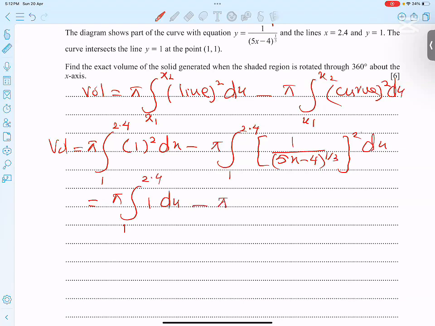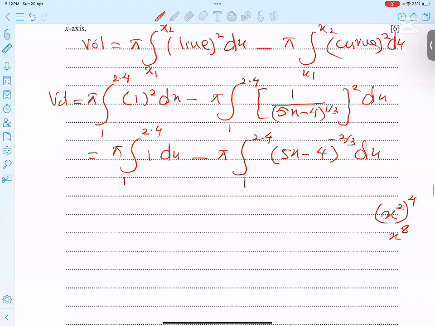And here you have power to power, the powers multiply. Basically, some students get confused in this. For example, this: 2 4s are 8. Same 2, and this multiply 2 by 3. Then I bring it up because it is important to bring it up. From 1 to 2.4, and I get 5x minus 4 to the power 2 by 3. Now my question is ready for integration.